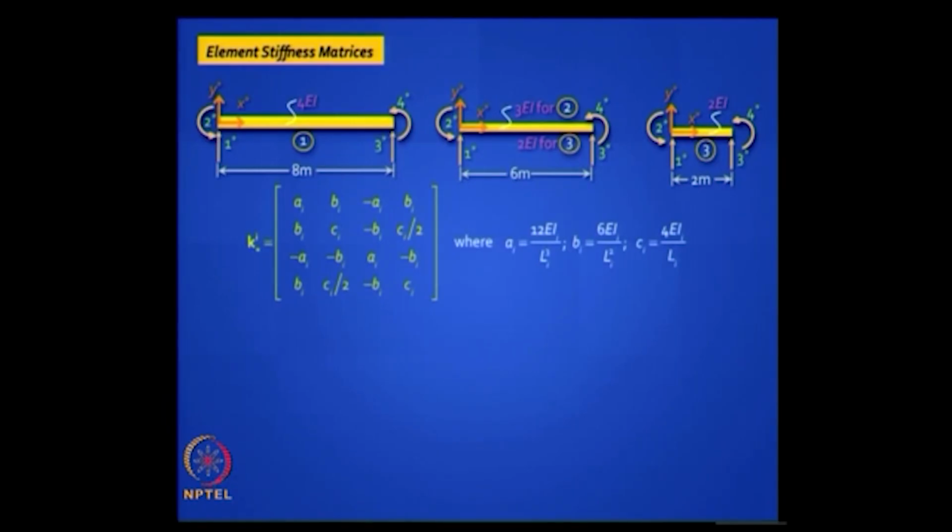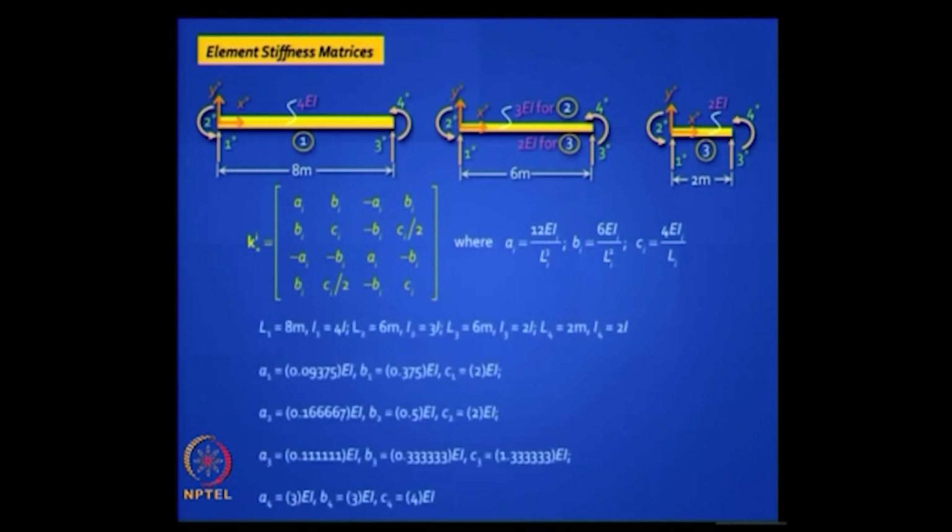We know this is a standard matrix, we discussed it yesterday. You can write it elegantly in this form because there are only 3 quantities, 12 EI by L cubed, 6 EI by L squared, 4 EI by L and 2 EI by L. The fourth one is C divided by 2. So if you write a small algorithm like this, especially if you are writing a program, just ask it to generate this for all the 4 elements.